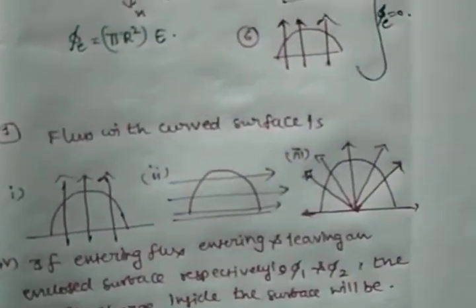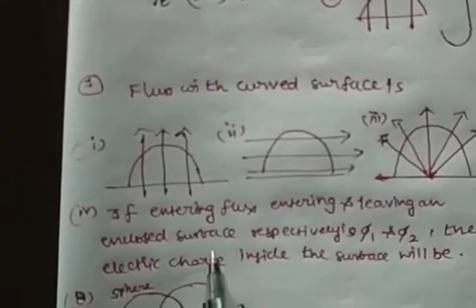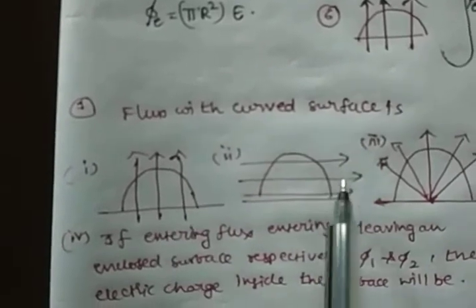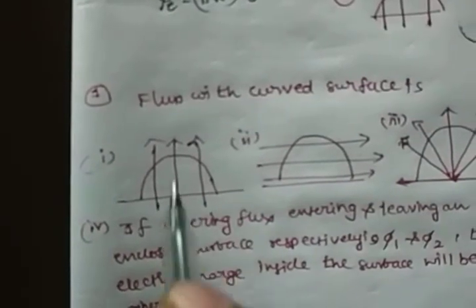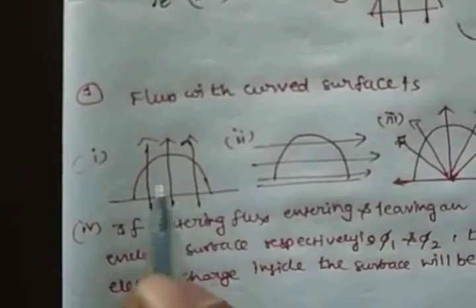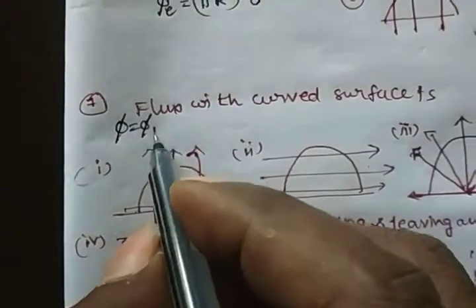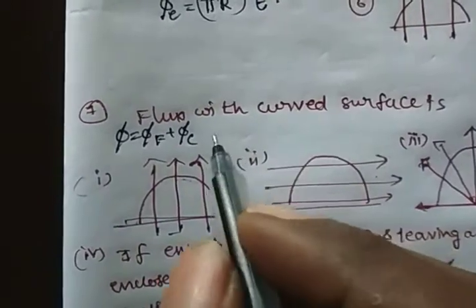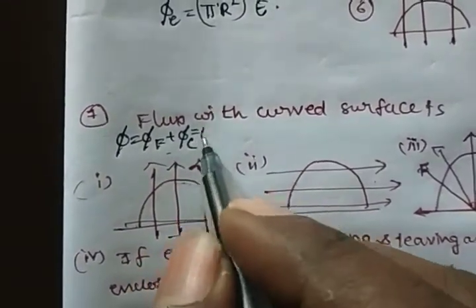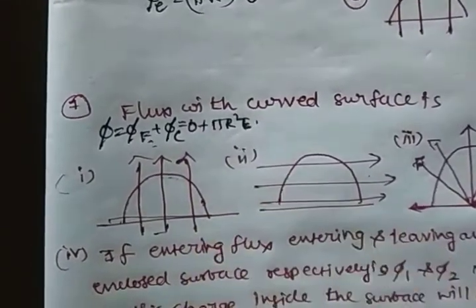Next, the flux linked with the curved surface. For this curved surface, the flux linked is represented as only the curved surface. The total flux is equal to 0, but the total flux is equal to the sum of the flat surface plus the sum of the curved surface. So the flat surface flux is 0, and the curved surface is pi r square multiplied with E.